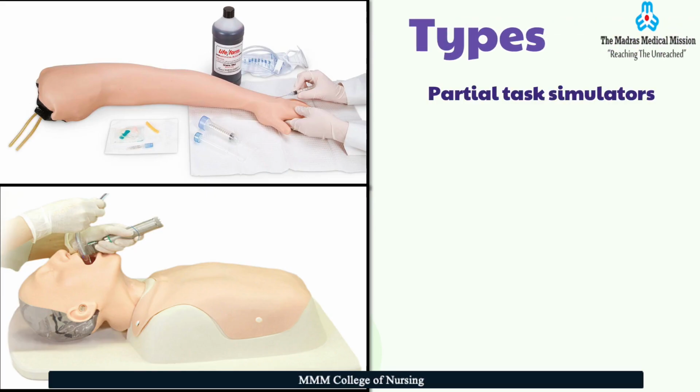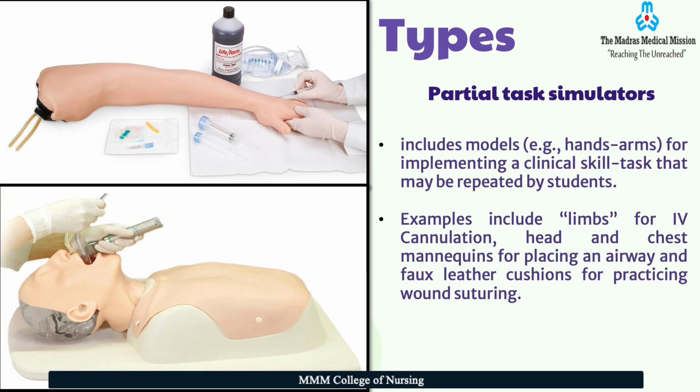The next type is partial task simulators. Here, it includes models, that is, sample hands, arms, for implementing a clinical skill task that may be repeated by students. Examples include limbs for IV cannulation, head and chest mannequins for placing an airway, and leather cushions for practicing wound suturing.